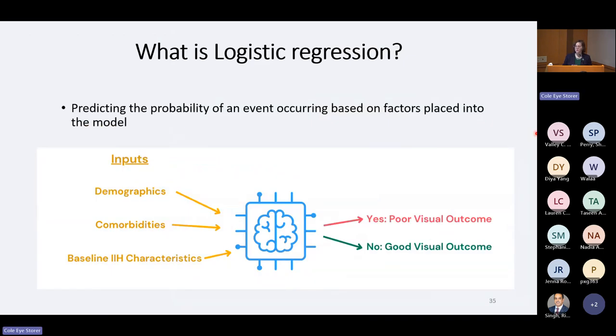And so we're going to be doing a couple different analyses here, and I want to walk you through just what those are. So first, what is a logistic regression? This is when we're going to predict the probability of an event occurring based on factors placed into our model. So our inputs are going to include demographics of patients, comorbidities, so different diseases they might have had before their IIH diagnosis, and baseline IIH characteristics, such as like an opening pressure on a lumbar puncture. And then we'll put it in the machine, and our logistic regression will spit out a binary outcome, either yes, a patient is at risk for a poor visual outcome, or no, a patient should have a good visual outcome.